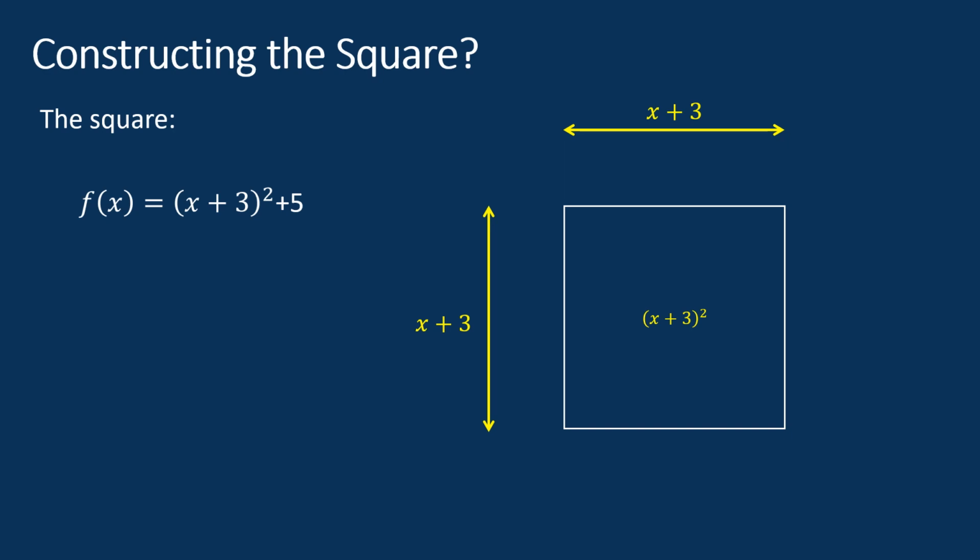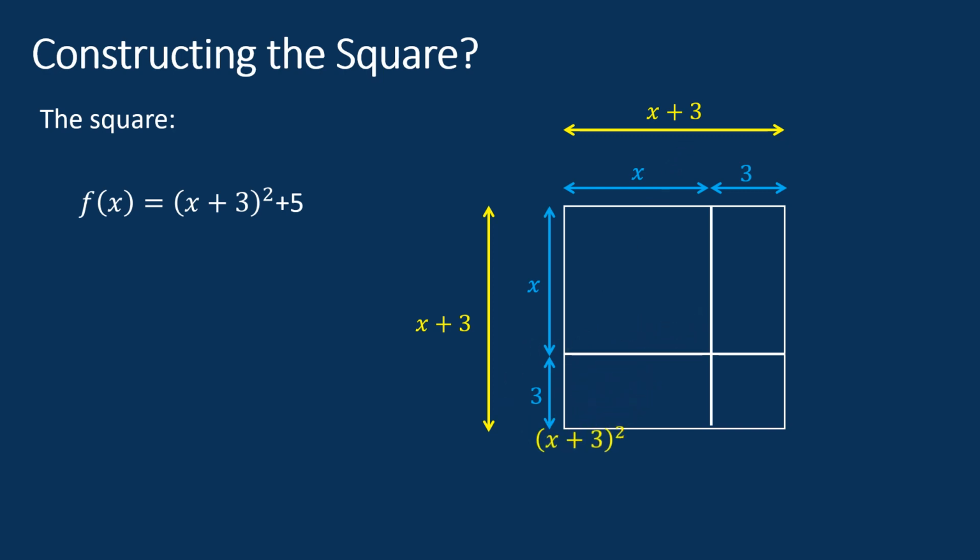Let's break down this square into 4 rectangles, and let's say the dimensions of the big rectangle are x times x. Since the length of the big square is x plus 3, the length of this rectangle must be 3, so that the sum of the lengths is equal to x plus 3. Of course, the width of this rectangle must also be 3. Let's move this (x plus 3) squared out from the square.